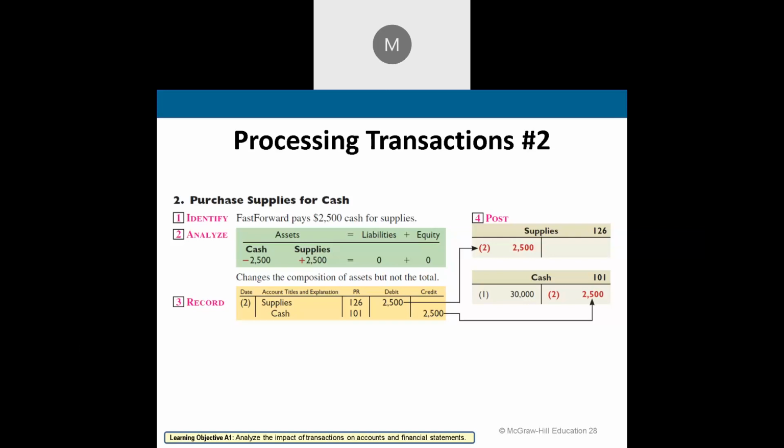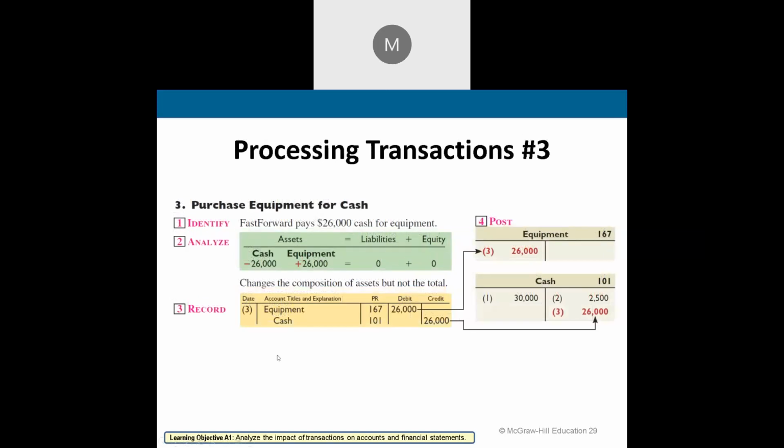Step 3, we record the transaction. I debit supplies to increase my supplies because supplies is an asset account. I credit my cash to decrease my cash because cash is also an asset account. To increase an asset, we debit it. To decrease an asset, we credit it. And then the fourth step is to post it to the general ledger, as we can see there on the right.